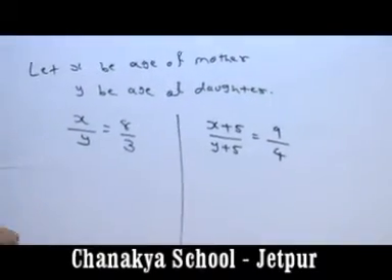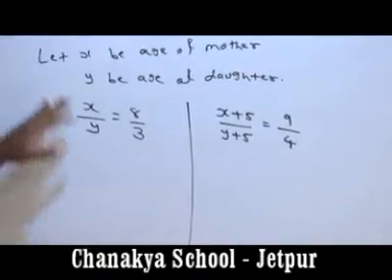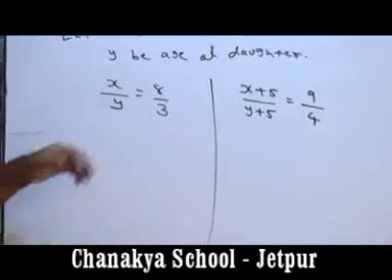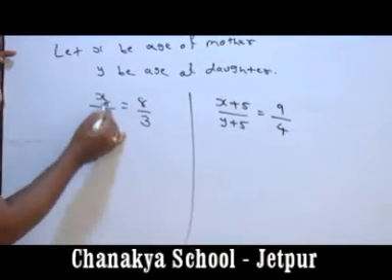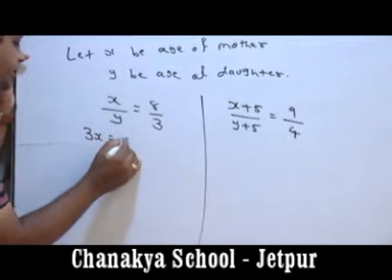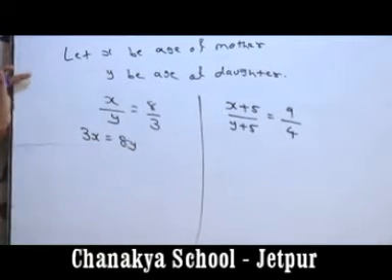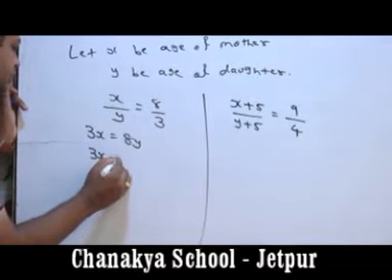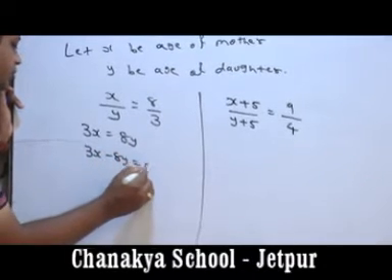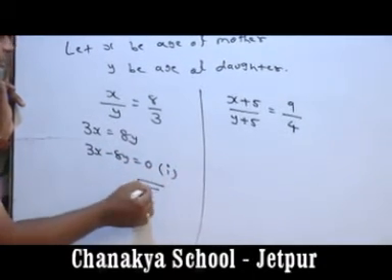Students, now we have converted the statement into equation forms. Now we are simplifying it. Simplifying the first equation, cross multiplying, 3x equal to 8y. Okay, taking x and y on LHS, 3x minus 8y equal to 0. Equation 1 is established.